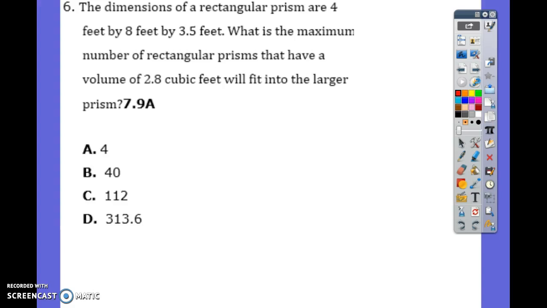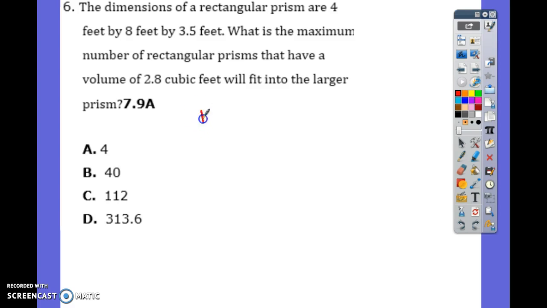Question number 6. The dimensions of a rectangular prism are 4 feet by 8 feet by 3.5 feet. What is the maximum number of rectangular prisms that have a volume of 2 8/10 cubic feet that will fit into the larger prism? So what we're going to need to do is figure out the volume of our rectangular prism.